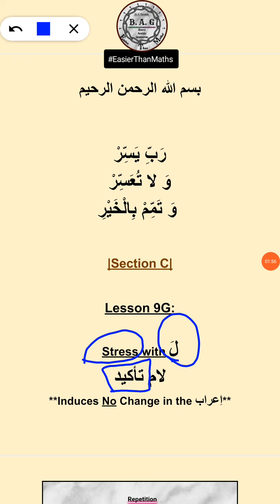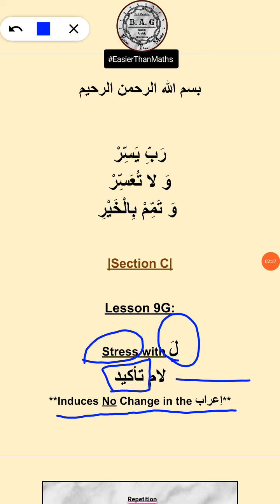Now, the second thing that I want you to remember and understand is that this Laam-e-taakeed does not induce any change in the i'rab. By now you must be experts of i'rab. You must know what raf and nasab jar are, what their significance is, and you must also know that there are some huruf that cause some changes in the i'rab. For example, you have got harf nasab, harf jar, and all these things. They cause change in i'rab. However, Laam-e-taakeed does not cause any change in the i'rab. So this was the second thing that I wanted you to know.